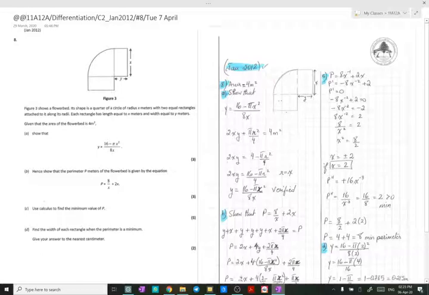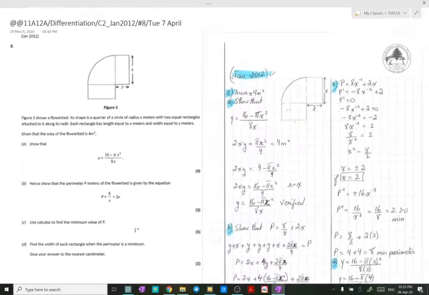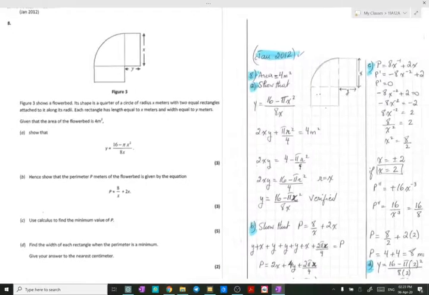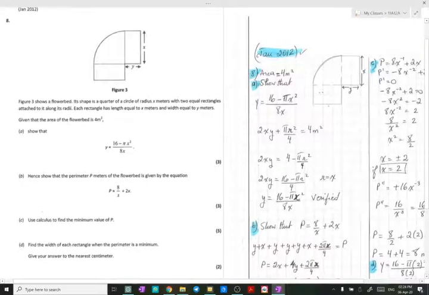Number 8 is taken from the A-level past paper, January 2012, C2, differentiation topic. Figure 3 shows a flower bed. Its shape is a quarter of a circle of radius x meters with two equal rectangles attached to it along its radii. Each rectangle has length equal to x meters and width equal to y meters.